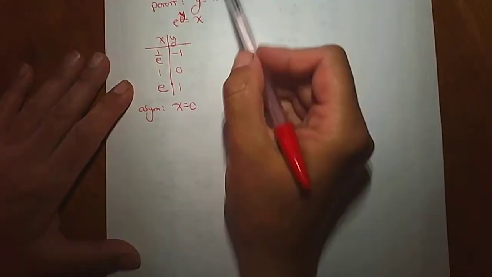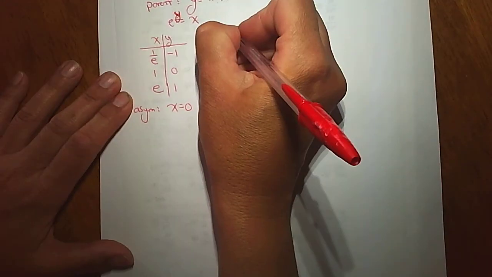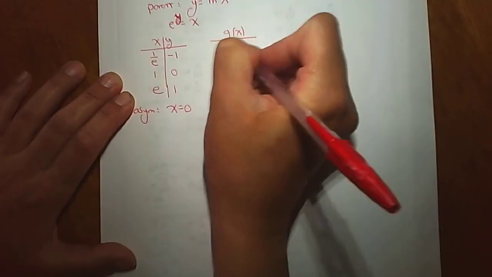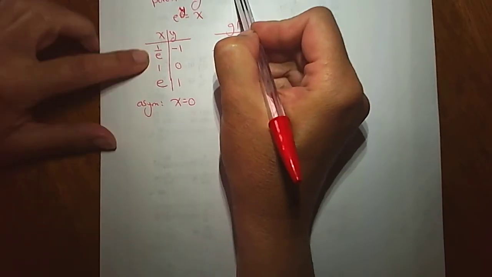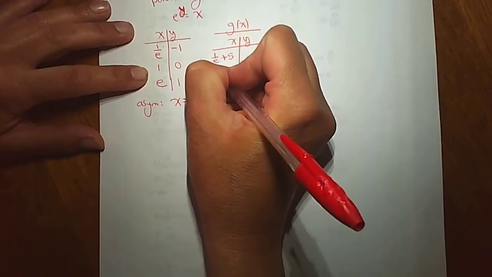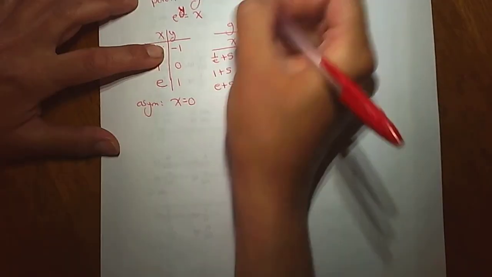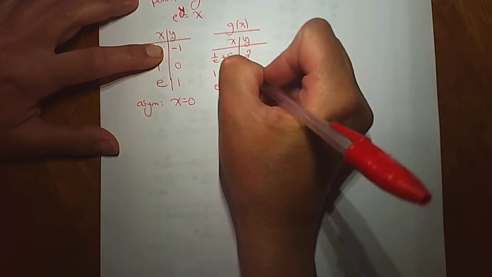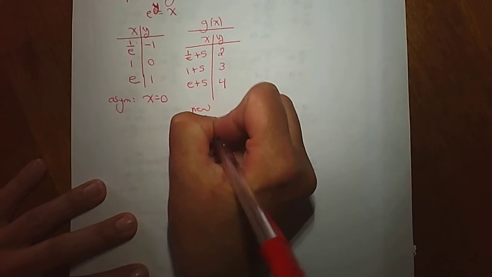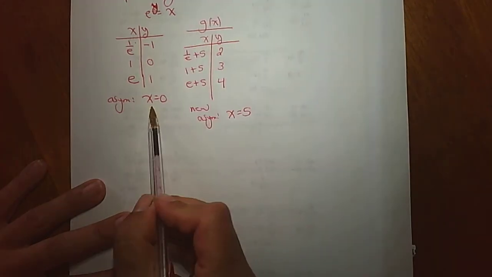Now, let's talk about this guy, right? Now, for g of x, okay, we're going to add 5 to the x's. So it's 1 over e plus 5. 1 plus 5 makes 6, right? And then it would be e plus 5. And then we're going to add 3 to the y's. It's 2, 3, 4. Okay? And the new asymptote would be x equals 5 because we have to add 5 to the x.